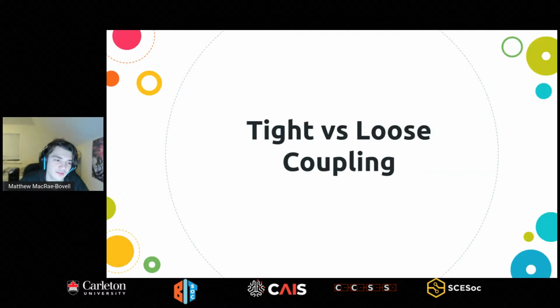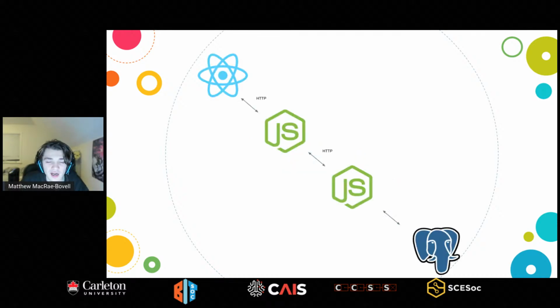So one benefit to Kafka, relatively speaking, is this idea of tight versus loose coupling. In a normal application, you could totally do microservices just with HTTP for fun. Let's say you had some kind of system with two Node apps and a React client.